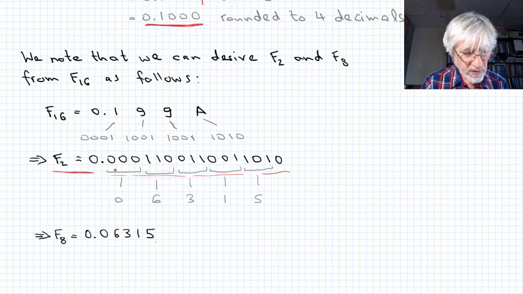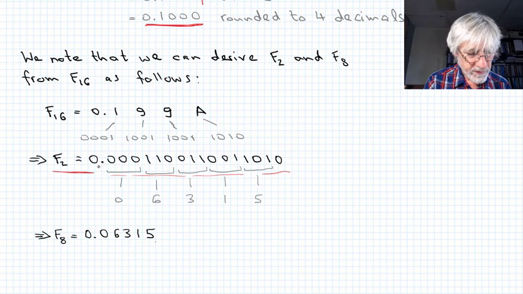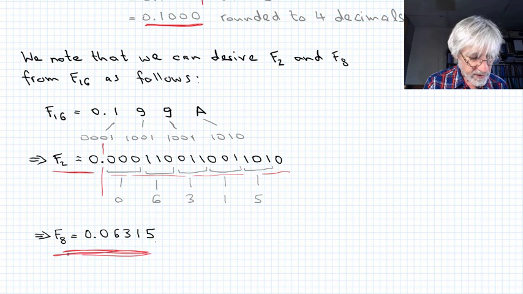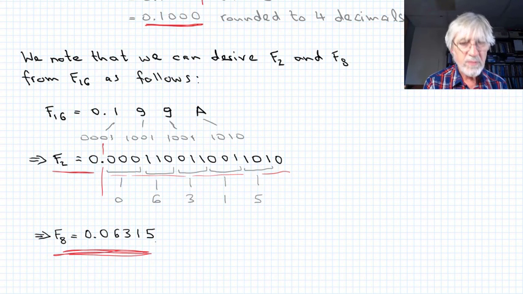And then we can group this in groups of 3 to the right, starting on the right of the radix point. We take groups of 3 bits, so that gives us a 0, and then 1, 1, 0 gives us a 6, 0, 1, 1 gives us a 3, 0, 0, 1 gives a 1, 1, 0, 1 gives a 5, and so now we have the octal representation. Okay, so the easiest in this case is actually to compute the hexadecimal representation first, and then get the binary from that, and from the binary get the octal.